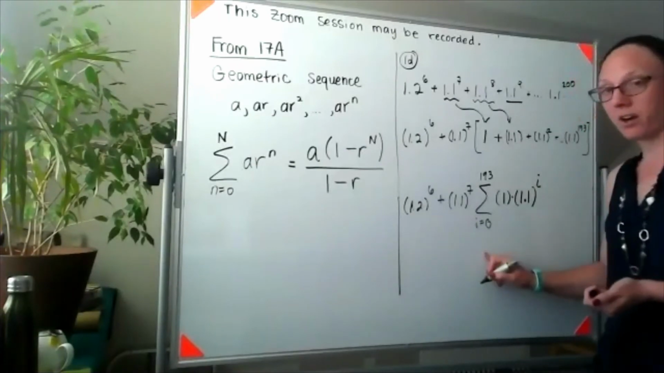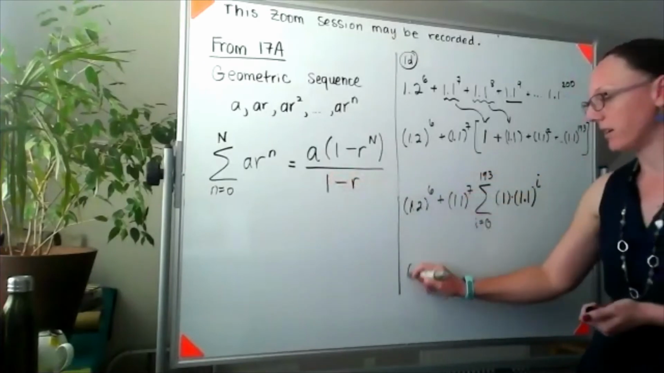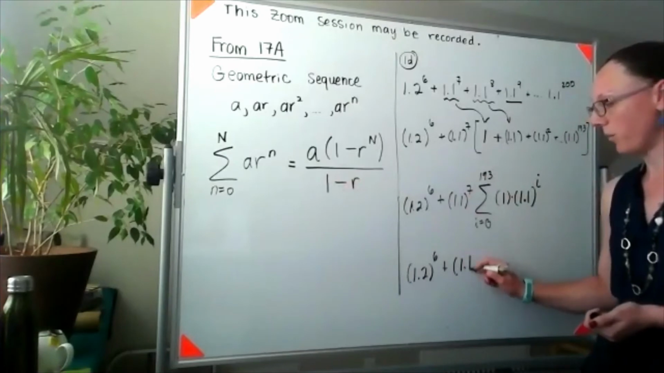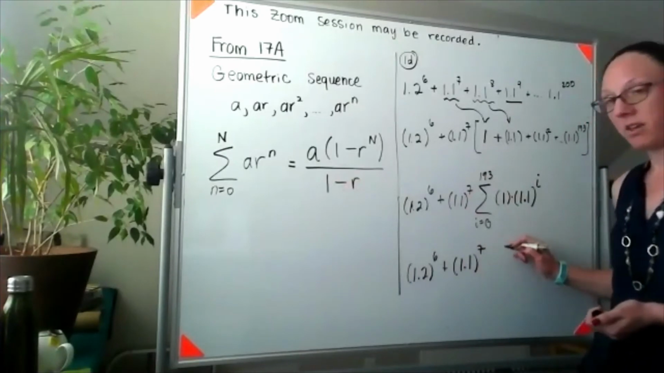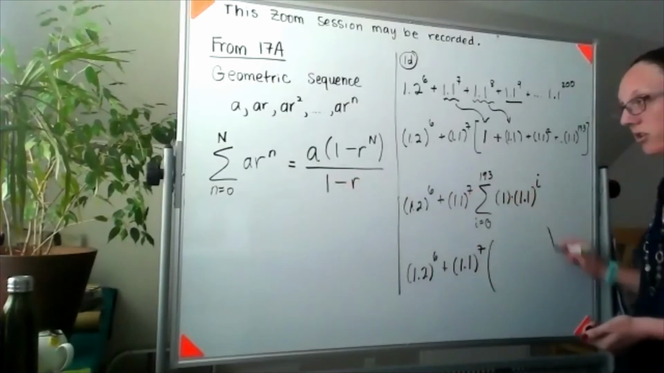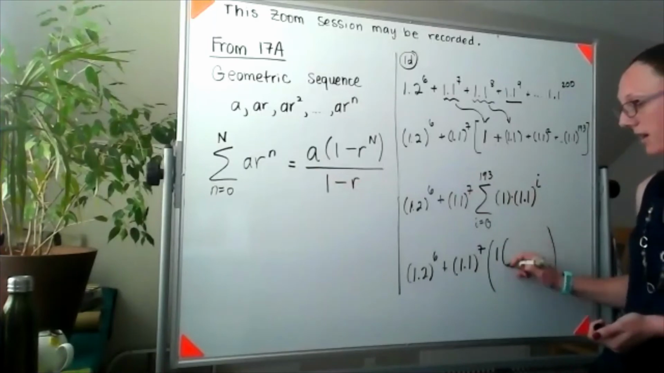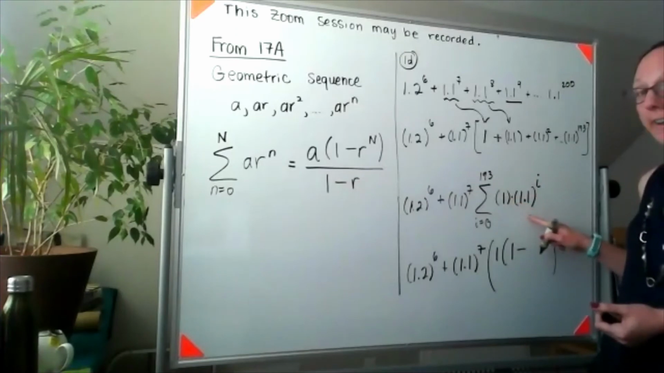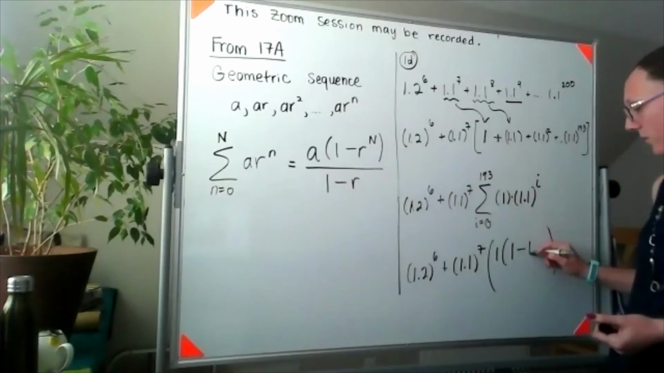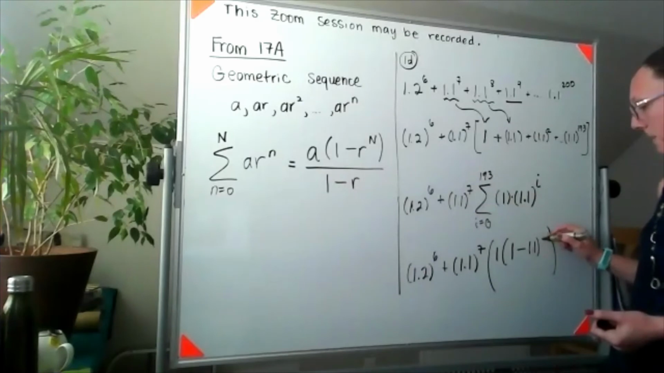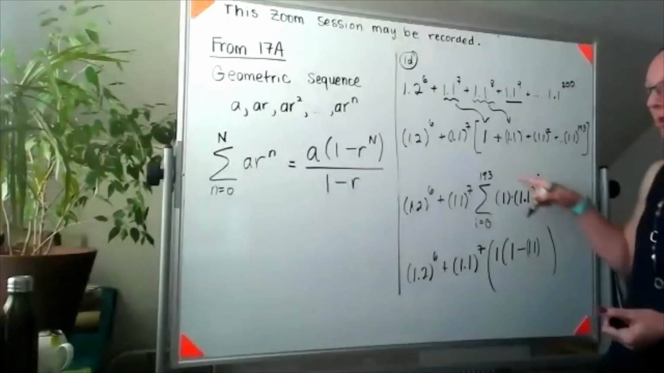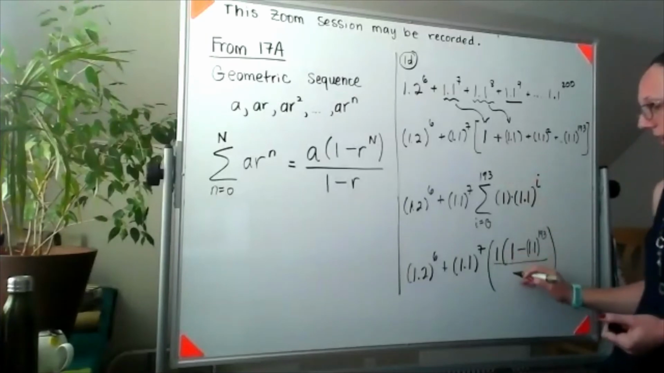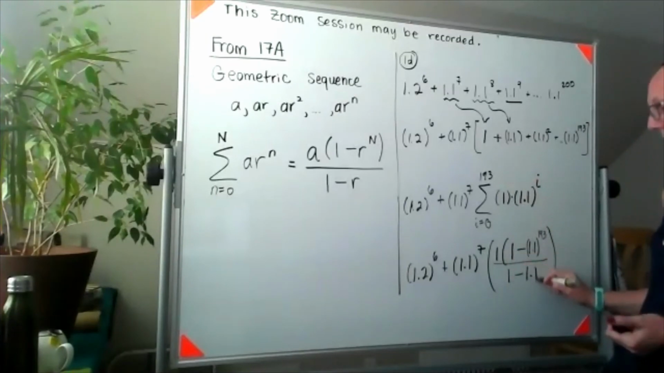And then this part, we're going to replace using the formula. So I'd have 1.2 to the 6th plus 1.1 to the 7th. And then this would turn into 1 times 1 minus, now our r here is 1.1, so 1.1 raised to the n, which is 193, all divided by 1 minus 1.1.